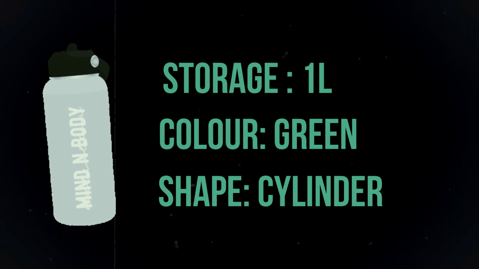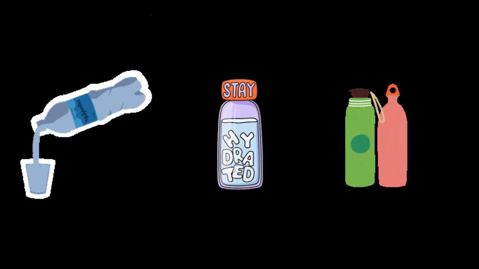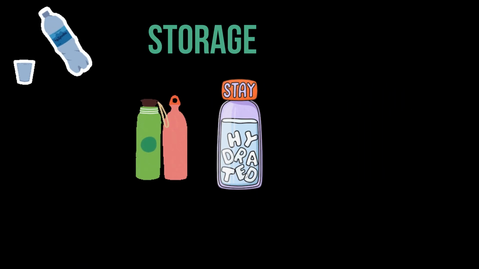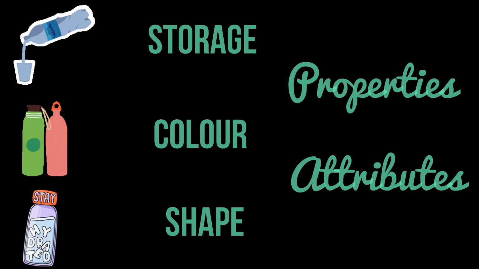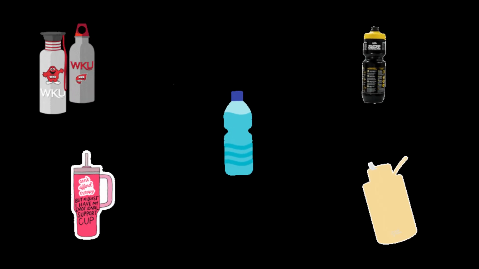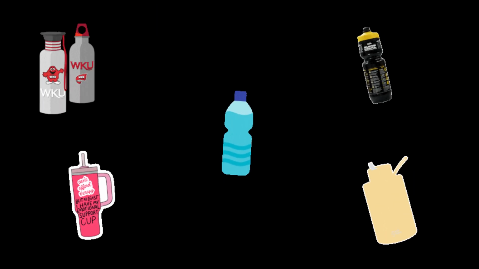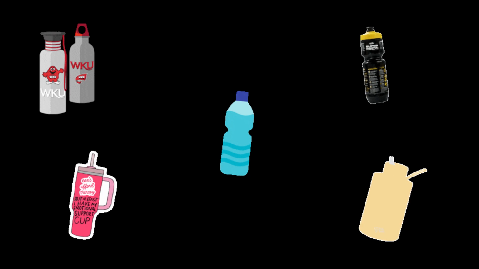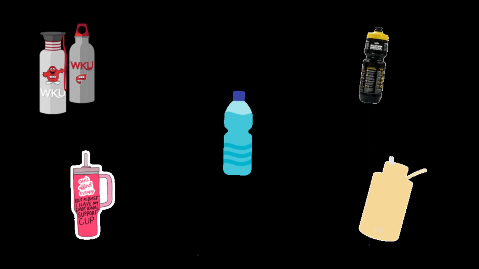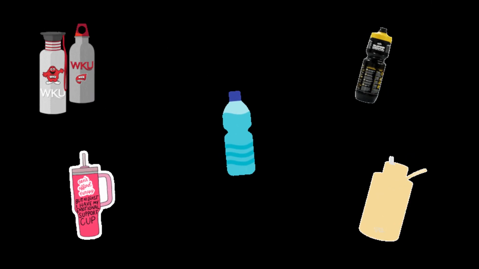Now, when we talk about storage, shape, and color, these three form my water bottle. The storage, color, and shape are also known as the properties or attributes of my water bottle. There may be millions of other water bottles that we come across which have a different set of attributes. But the building properties or the attributes of the water bottle make it unique.